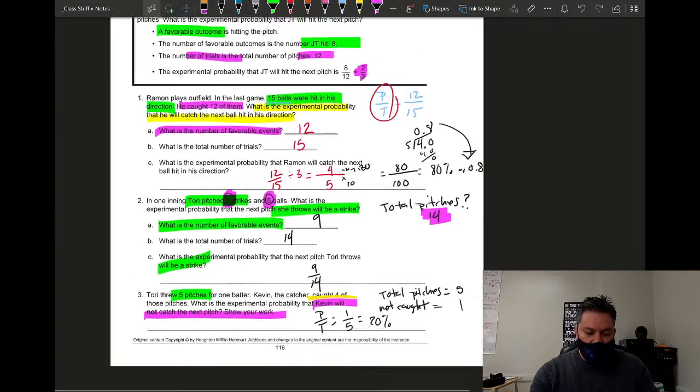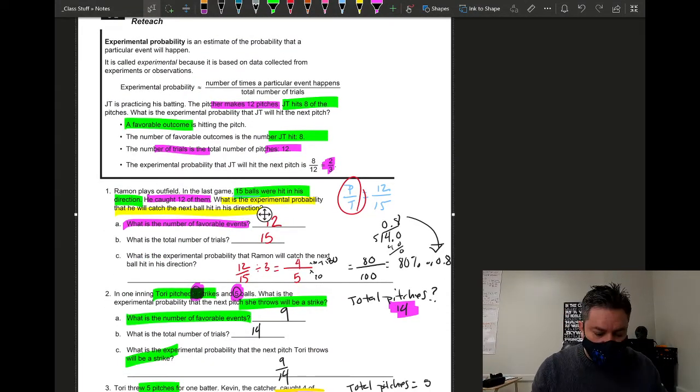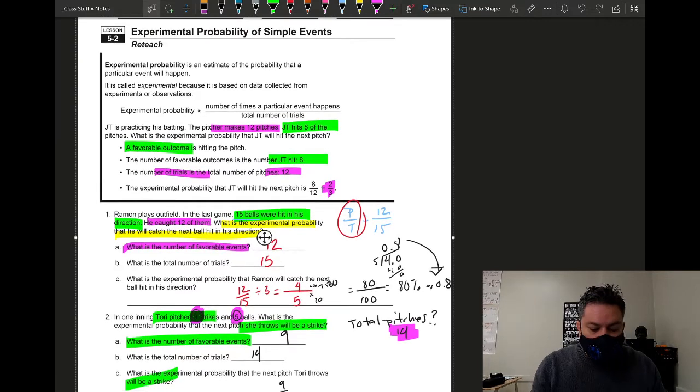All right. If there are any questions, please leave them down in the comments below. I hope that you learned something today. Again, experimental is just the actual experiment happening.